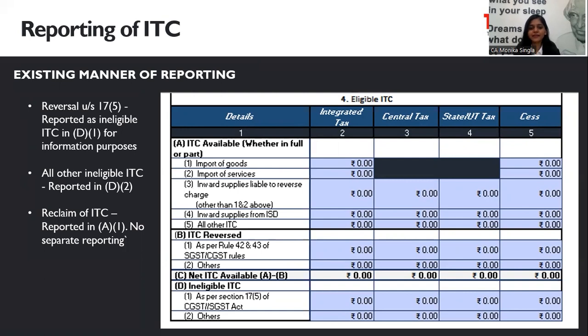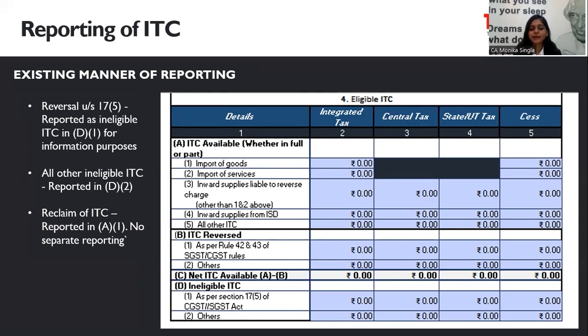Rule 37 contains the reversal requirement where the payment to the vendor is not made within 180 days, and Rule 38 contains the reversal requirements for the banking and NBFC companies. Thereafter, Head C, that is net ITC available, will be auto-calculated by reducing the total of B from the total of A. And this amount will be credited to the electronic credit ledger.